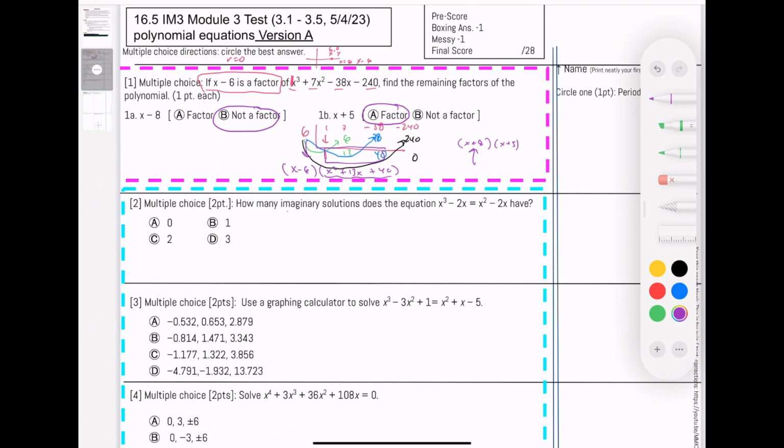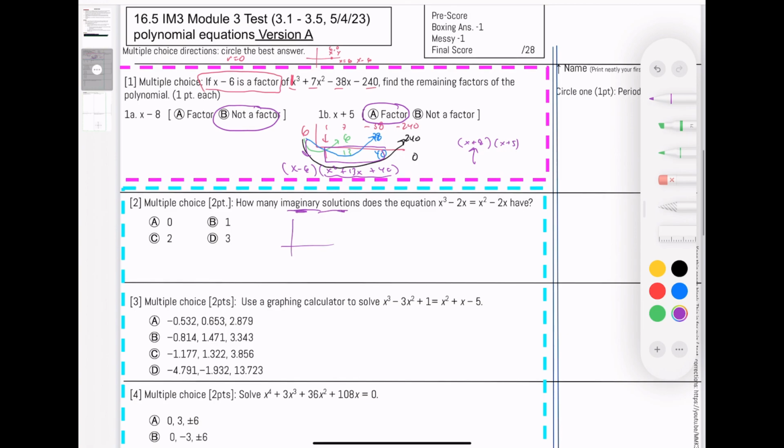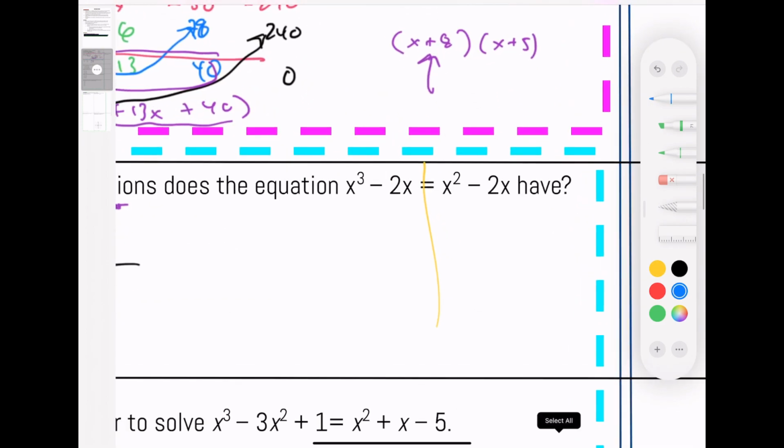Question number 2, how many imaginary solutions? So this is the one that does not cross the x-axis. You see that distance right there? So the first thing I'm going to do is set it equal to 0. I'm going to keep the x to the third on that side. Going to line up like terms. So I have x to the third minus x squared equals 0.